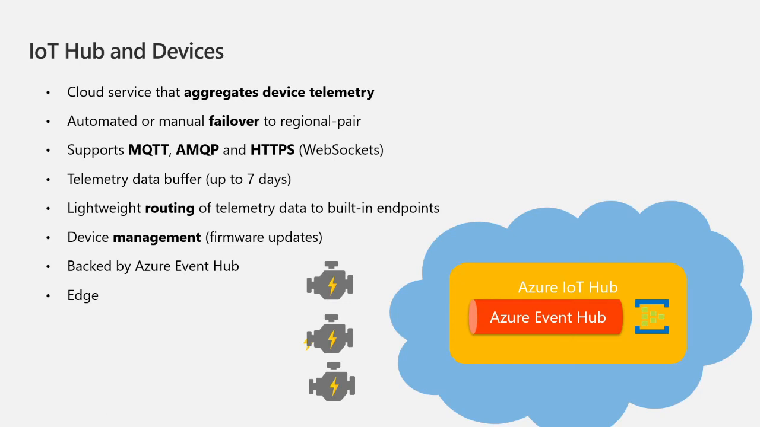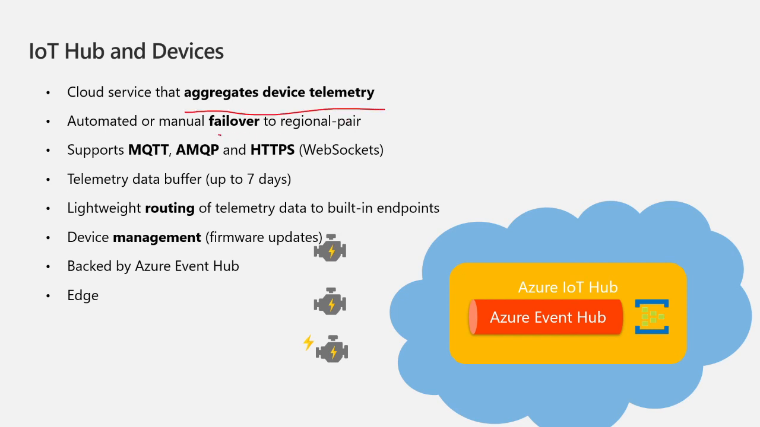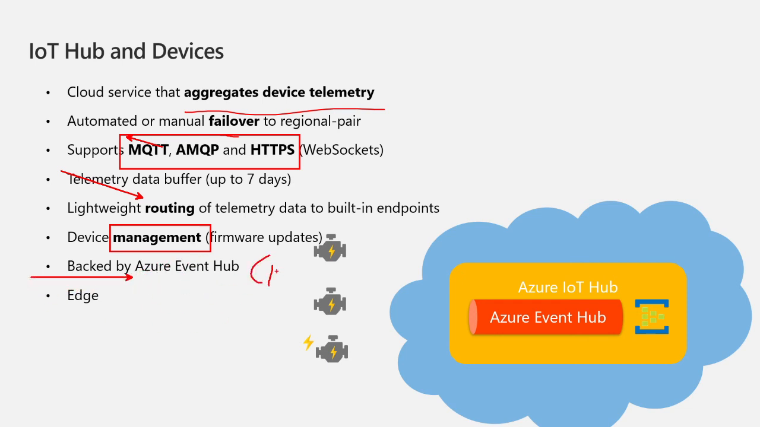All right, so just a quick summary, not a summary here, but information about the IoT hub itself. It generally aggregates device telemetry. It's got some built-in failover capabilities. It does support different protocols, and you'll see here that we support MQTT, AMQP, as well as HTTPS. And then it provides some lightweight routing of your data and some management of things like firmware, etc., etc. It's backed by the Azure Event Hub, and the Event Hub essentially has binary compatibility with something like Kafka.